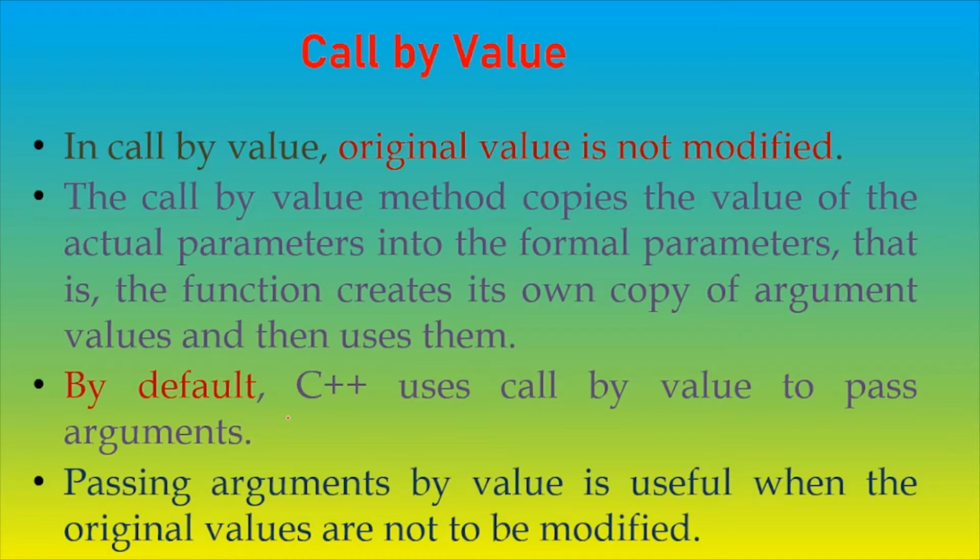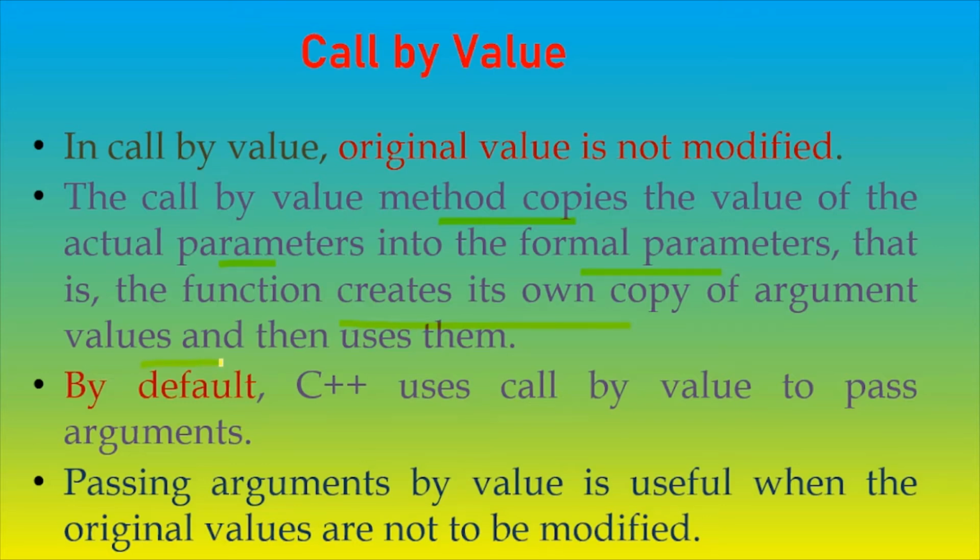It means in this method, when we are calling the function, the original values of the parameters in the function are not modified. The call by value method copies the value of the actual parameters into the formal parameters. That means a function creates its own copy of the argument values and then uses them.